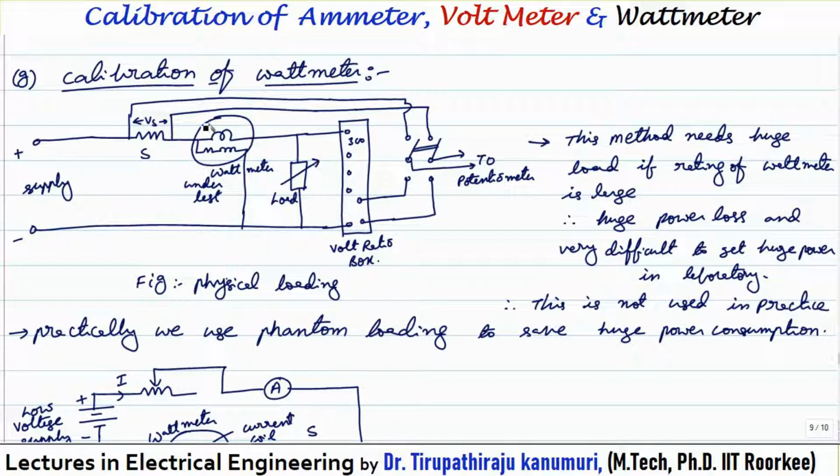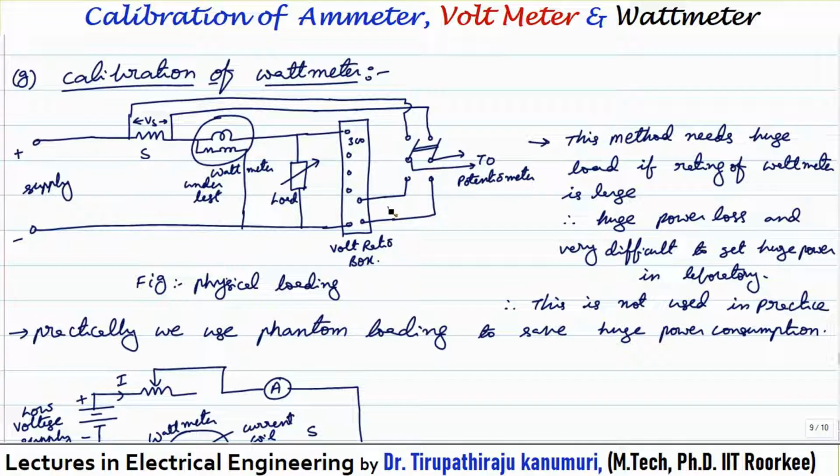So the wattmeter is connected across this load. This is my current coil and this is my potential coil, or voltage coil, of the wattmeter under test. In order to measure the current passing through this wattmeter, we can insert one standard resistor. The voltage drop across the standard resistor is measured using the potentiometer. Similarly, in order to measure the voltage across the load, we connect one volt ratio box. Using that, we can connect to the potentiometer and measure the value of the voltage.